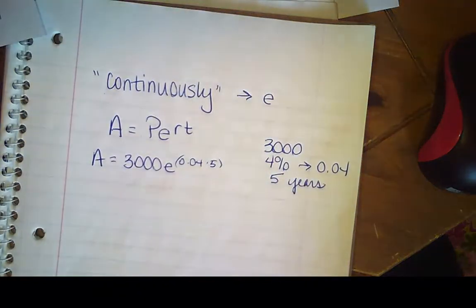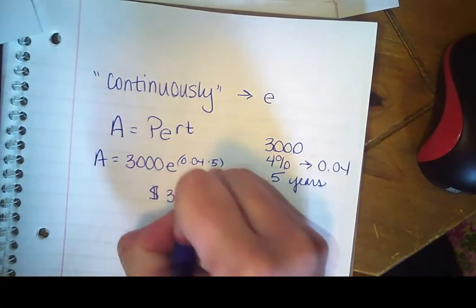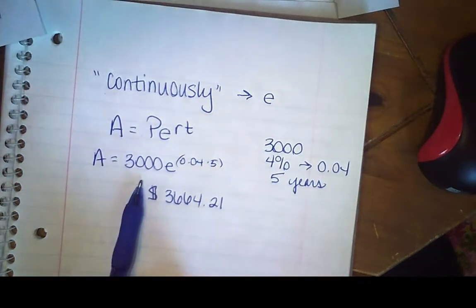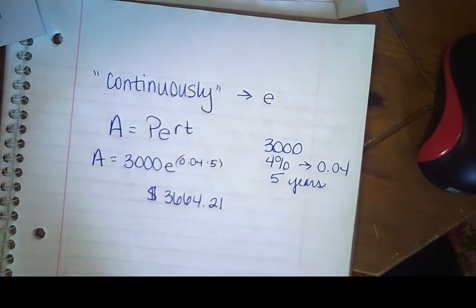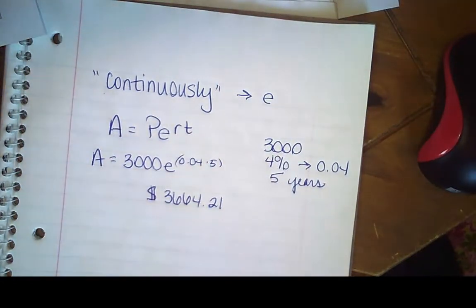And that gives me 3,664.21. So that's at 4% compounded continuously over 5 years. I mean, just by not touching that $3,000, you just increased it by 664.